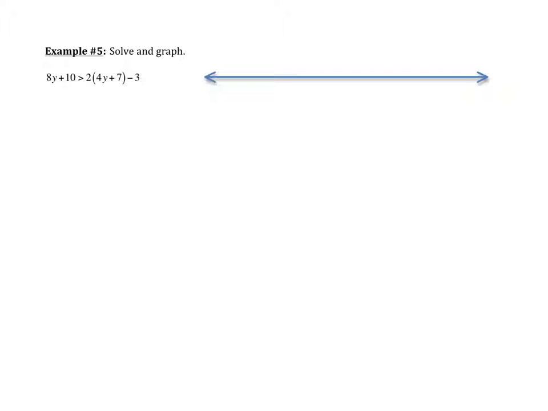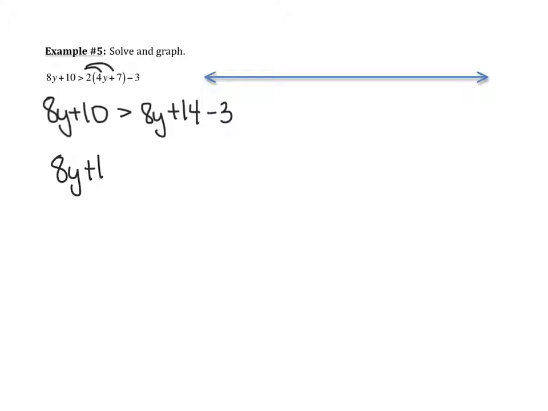One more example, number 5, solve and graph. 8y plus 10 greater than 2 times 4y plus 7 minus 3. So the first thing I'm going to do, just because I'm going to solve it like I normally do, I'm going to distribute. So I have 8y plus 10 is greater than 8y plus 14 minus 3. Before I start moving stuff around, I see that I need to combine like terms. So I would have 8y plus 10 greater than 8y plus 11.